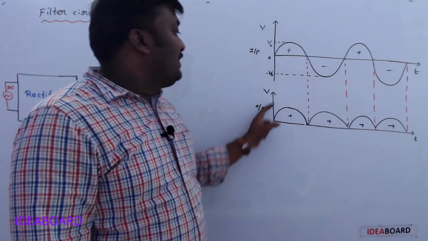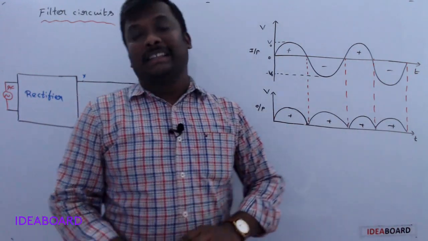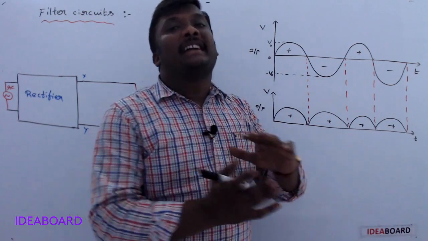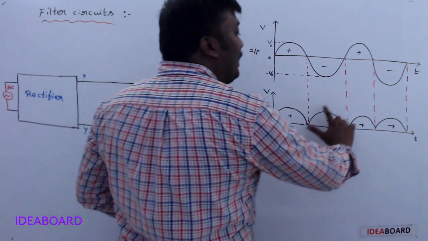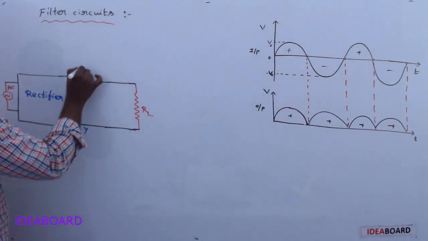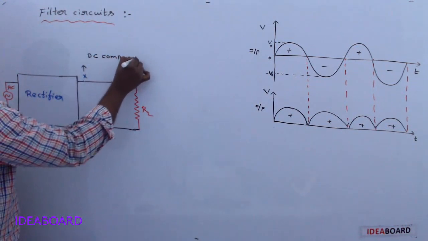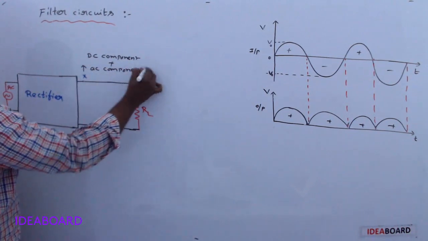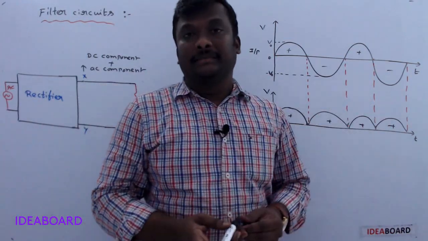Now this output is continuous, pulsating DC. So we didn't get a steady DC. Why? Because this output consists of some pulses, which indicates the output has a DC component and also an AC component. Due to that, we get the pulses here.